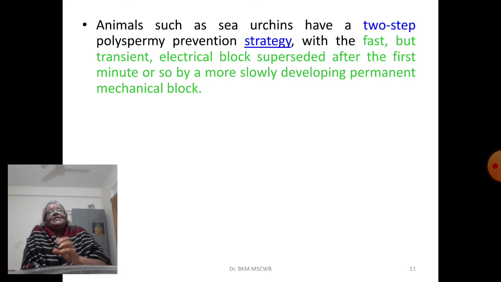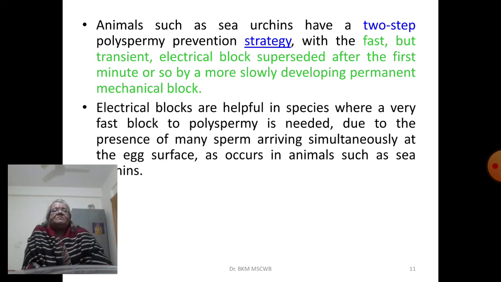So thus sea urchins have developed a two-step strategy to begin with fast block polyspermy, fast block mechanism, then that is followed by slow block mechanism. So electrical polyspermy prevention is followed by cortical reaction, right? This is what I meant by that statement.